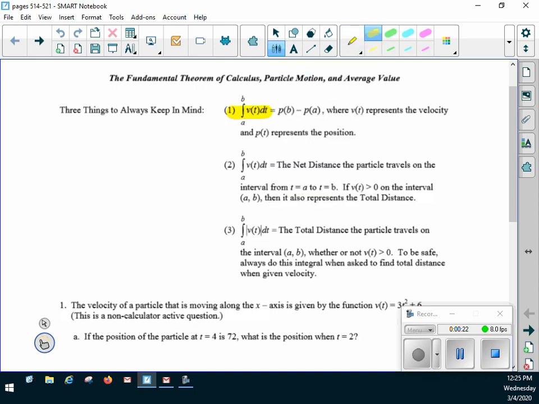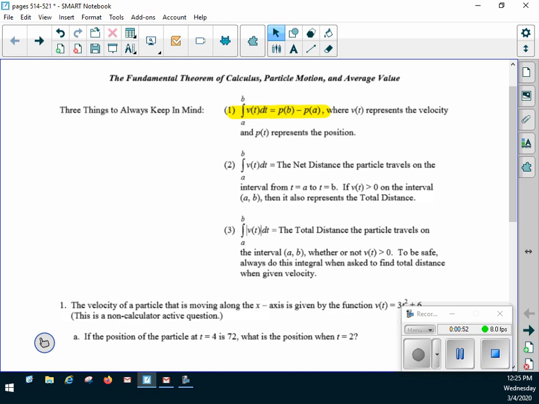If you integrate velocity, you get position, right? So if you integrate the velocity from A to B, then you get P of B minus P of A. That ought to make sense because the antiderivative of velocity is position. So you would evaluate your position at B minus evaluate your position at A.